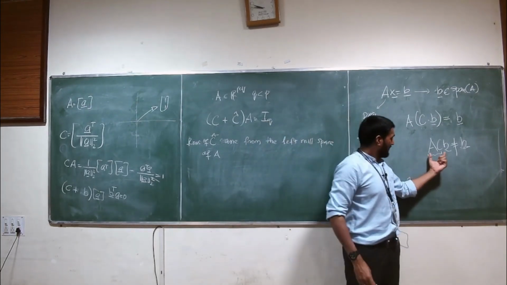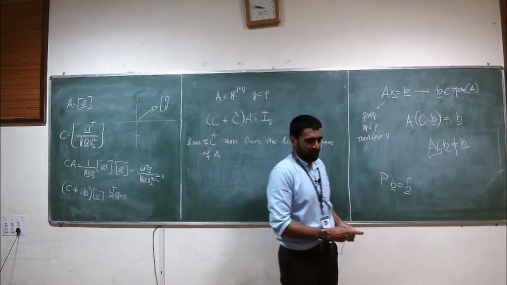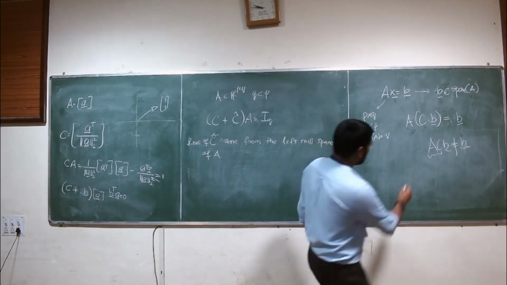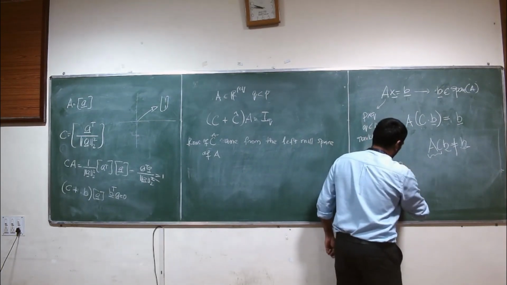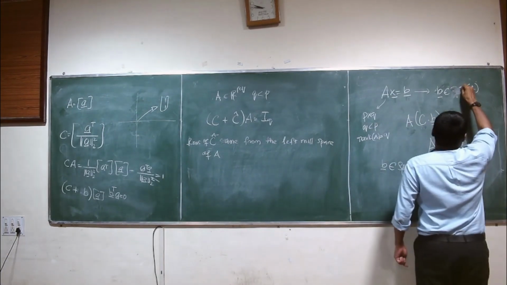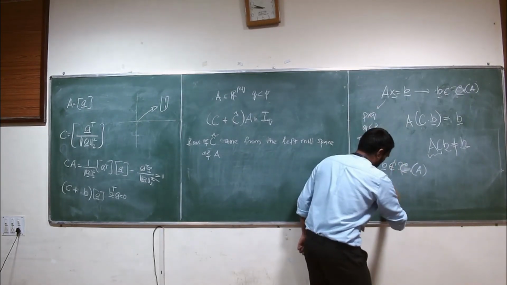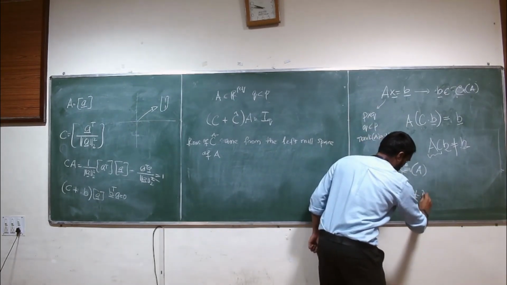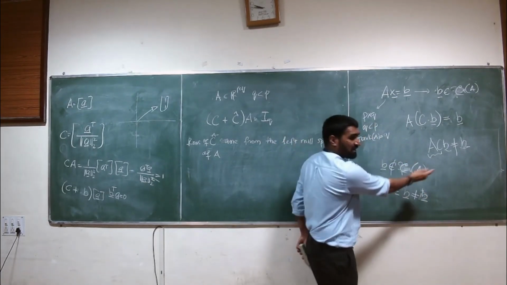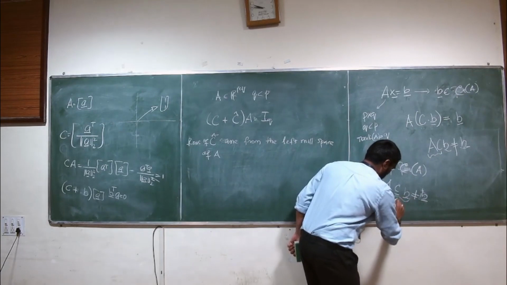AC times B is equal to B only when B lies in the span of A. Otherwise, all bets are off. This is not true. So, in general, if B does not belong to the column space of A, then ACB is not equal to B. What you get is some other vector, B cap.